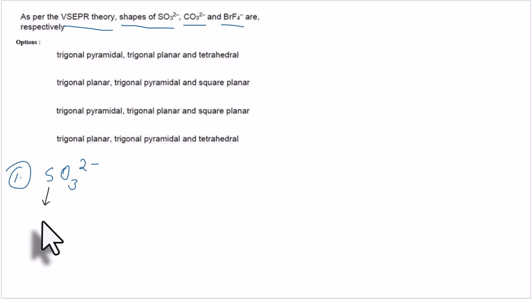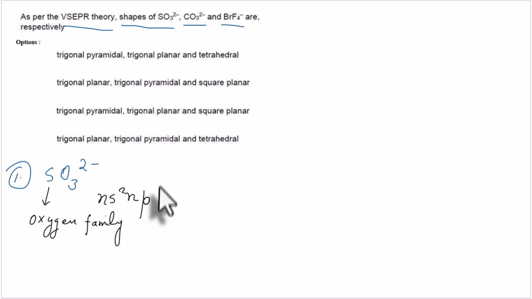Now what is the valence electronic configuration of sulfur? Sulfur belongs to the oxygen family, we know that very well. That means it will have ns2 np4 as the valence electronic configuration. That means we have 4 plus 2, that is equal to 6 valence electrons. So the number of valence electrons in sulfur is 6.